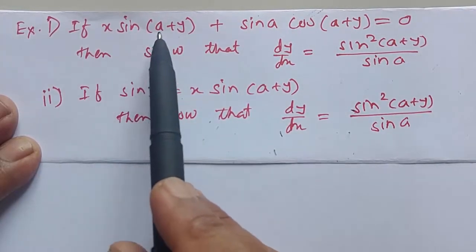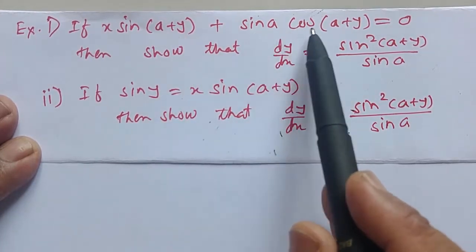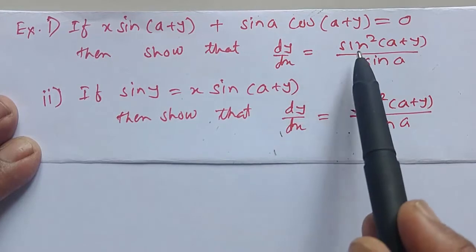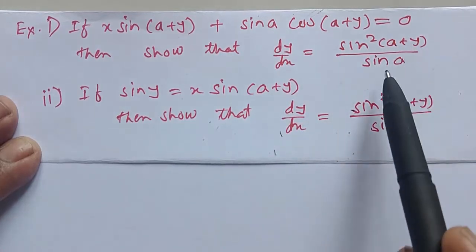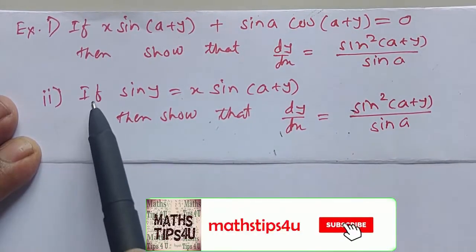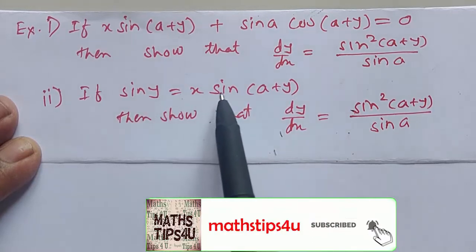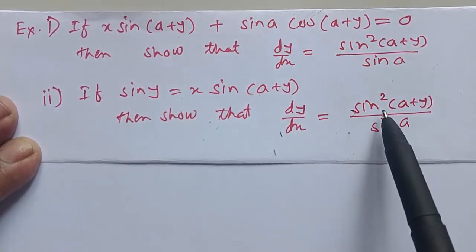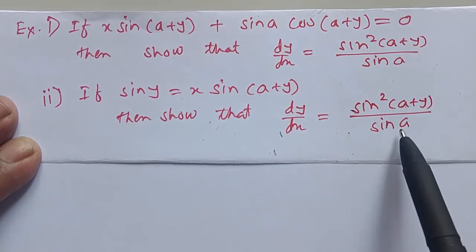If x sin(a + y) + sin a cos(a + y) = 0, then show that dy/dx = sin²(a + y)/sin a. The second example: if sin y = x sin(a + y), then show that dy/dx = sin²(a + y)/sin a.